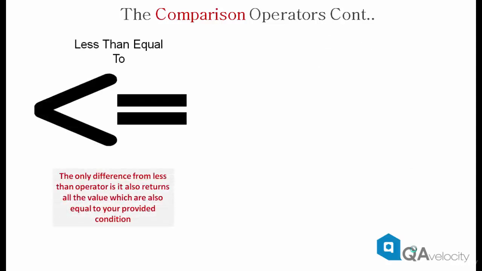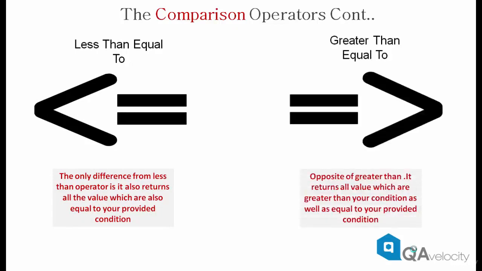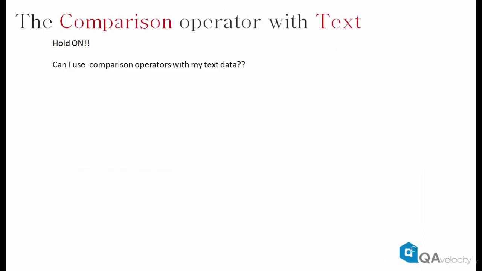Less than or equal to. The only difference from the less than operator is that it also returns all the values which are equal to your provided condition. And finally, the greater than or equal to operator, the opposite of less than. It returns all the values which are greater than your condition as well as equal to your provided condition. The comparison operator with text.